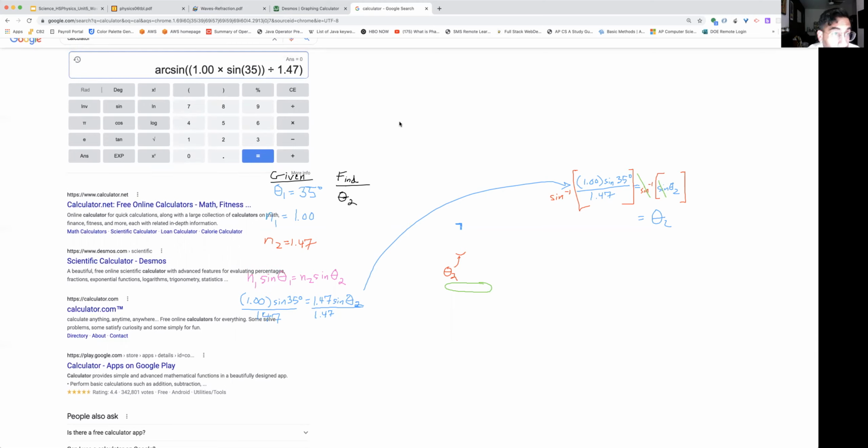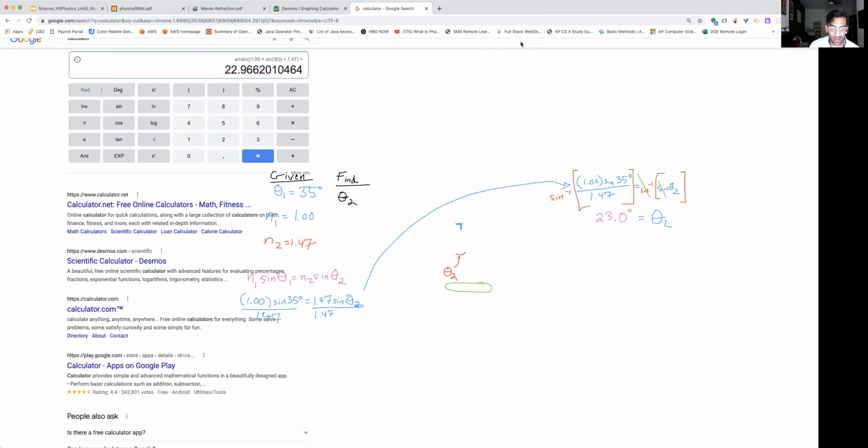Just take a look at it really quickly. I have 1.00 times sine of 35 in its own set of parentheses, and then I have divided by 1.47 in the outer set of parentheses, and the arcsine is being taken of all of that. I click equals, and I get my answer. And so theta 2, let's take it to one decimal place. I think 22. Oh, it'll actually be 23.0. When I round it up, the 6 rounds the 9 up to 0, and so I change it to 23.0 degrees. And this is how you make this calculation.